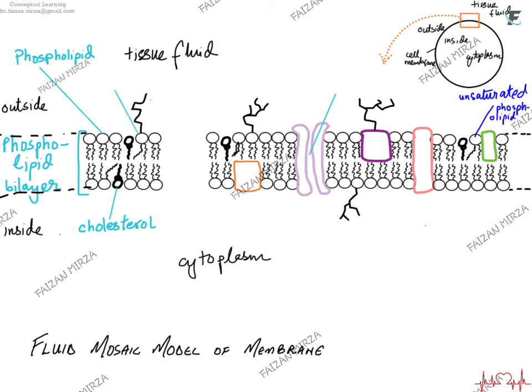Let's keep on labeling these. This structure is a glycolipid. Why is it a glycolipid? Glycolipid means that this has a short carbohydrate chain attached to the lipid structure. Technically, this will have actually one tail.